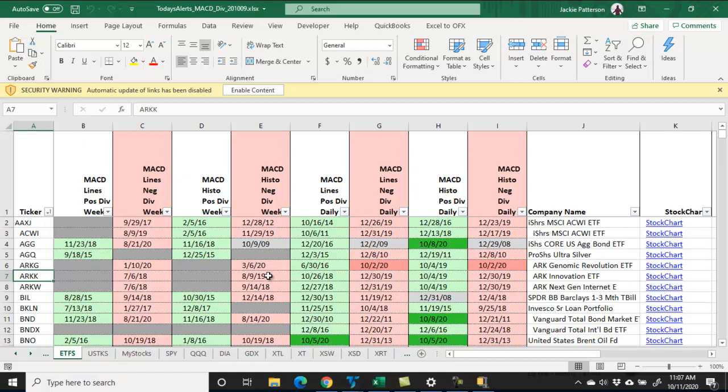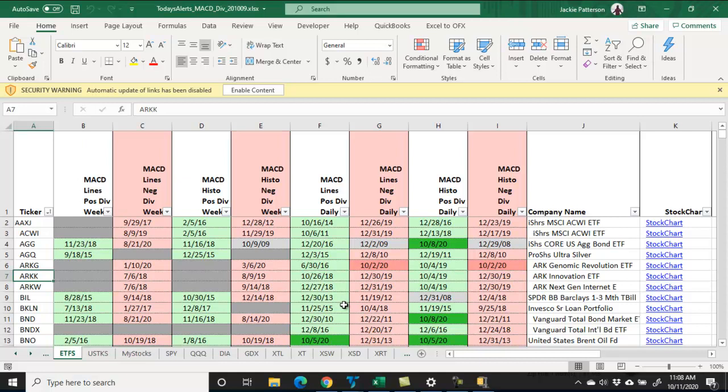Like in 2019, there was a weekly chart negative divergence in August, and then that came around to a daily chart positive divergence in October. So you can kind of see the timeline of this. What it's showing you is the most recent divergence, so things get overwritten if there are more and more divergences.